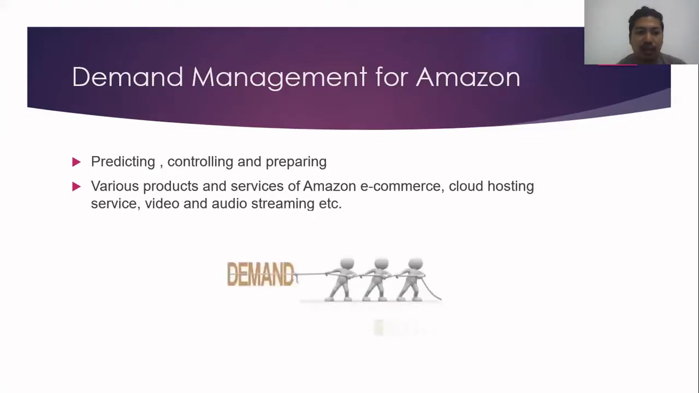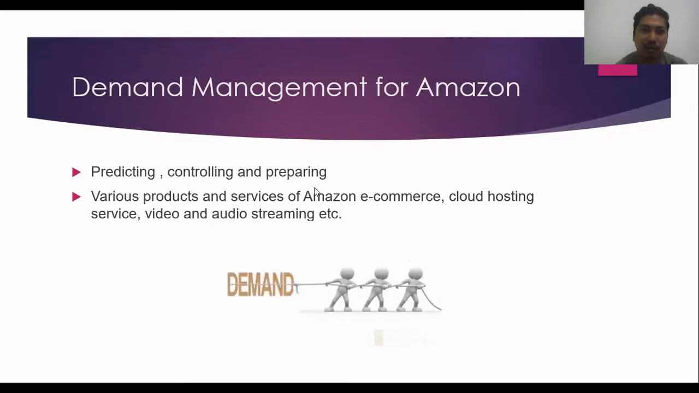So the next slide would be about demand management for Amazon. So what actually does demand management do for Amazon? Demand management is actually predicting, controlling, and preparing for the demand of the products and services which could come over time. It also focuses on balancing the supply and demand for the global market.